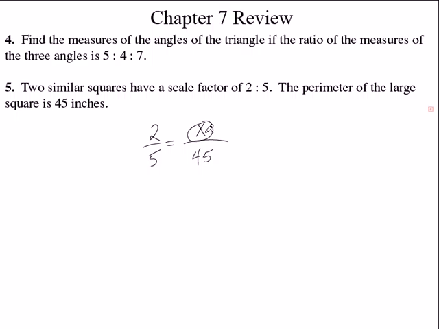Perimeter of the big square, perimeter of the small one. These are the ratios of the small to the big. So we just cross multiply. 5x equals 2 times 45, which is 90. Divide both sides by 5. 90 divided by 5, just throw that in a calculator, and you get 18. So that's the perimeter of the small square.